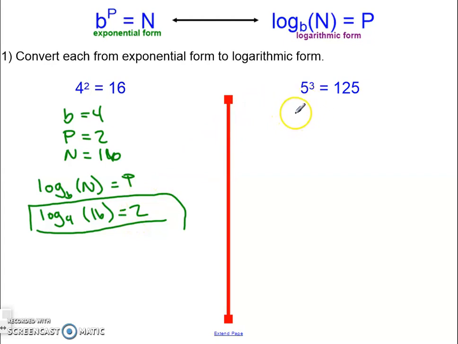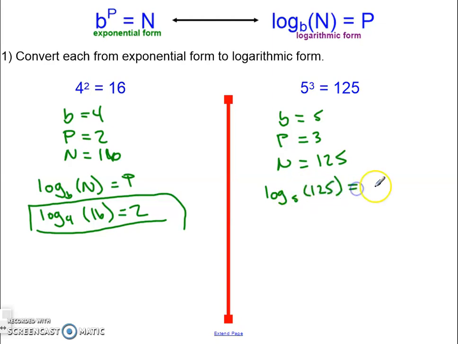So for the next one on the right, my base is 5 this time. My power is 3, and I'm sorry for the handwriting. My number is 125. So in logarithmic form, it would be log base 5 of 125 is equal to 3. Sorry, my pen is doing whatever it wants to do.